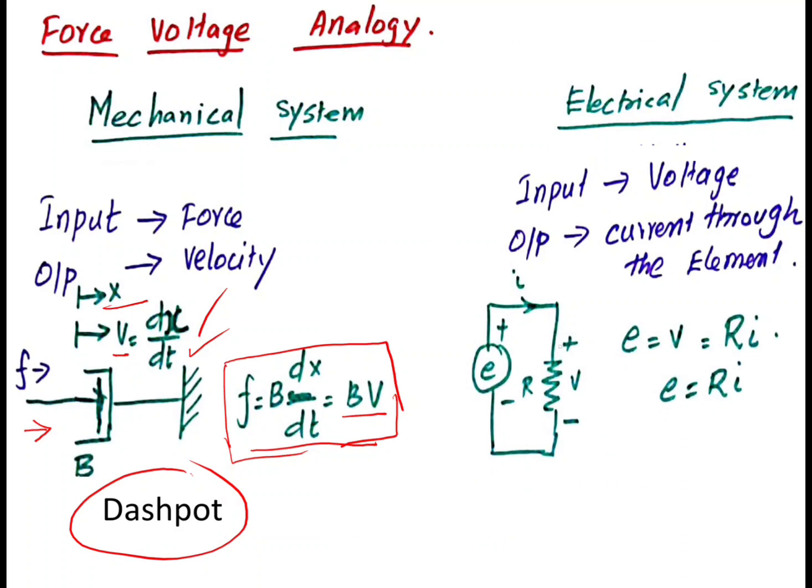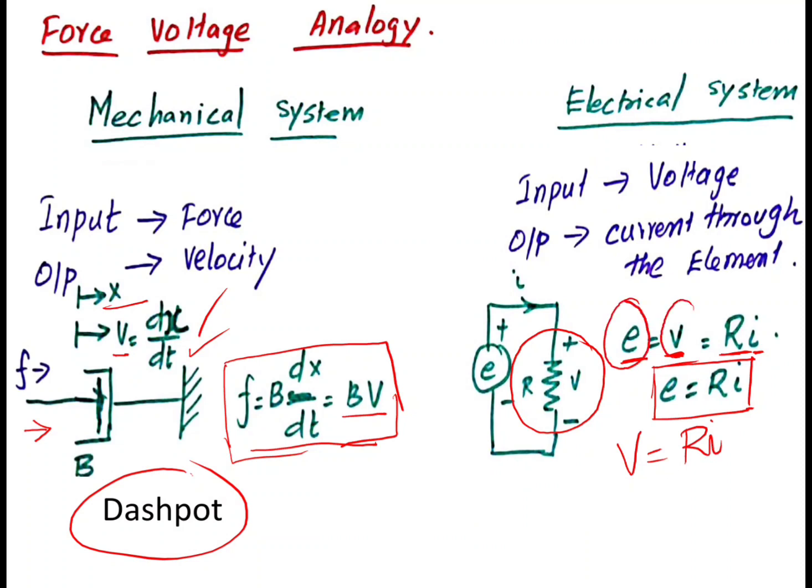And this dashpot is equivalent to resistor. Here E is the applied voltage, V is the voltage across the resistor, and the voltage across the resistor is equal to the resistance value R into the current flowing through the resistor I. So we can simply write E is equal to V is equal to R into I. So the applied voltage is equal to the voltage across the resistor, which is equal to R into I. Here input is voltage, and output is current through the element.